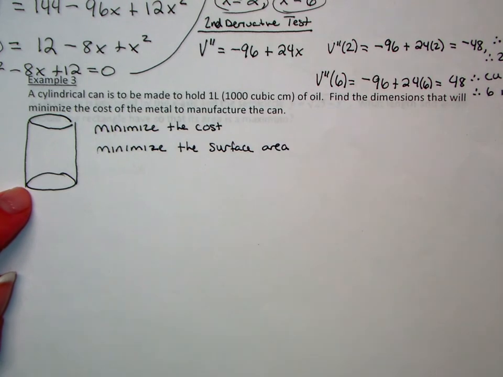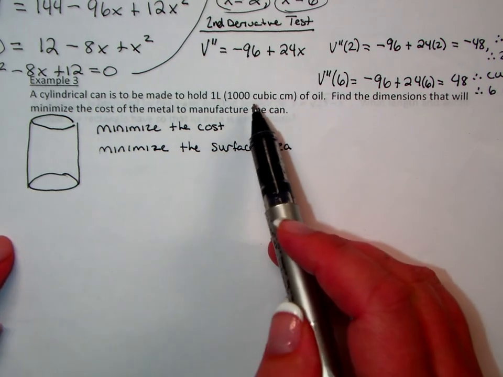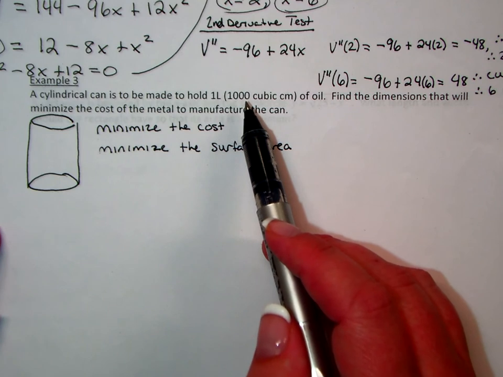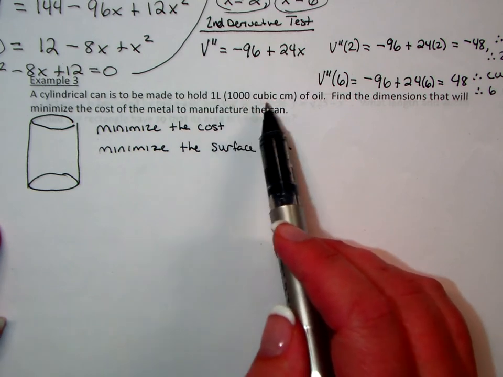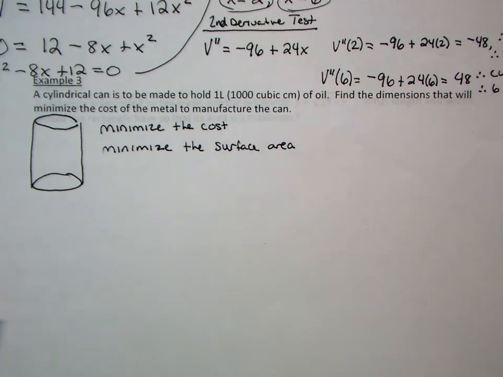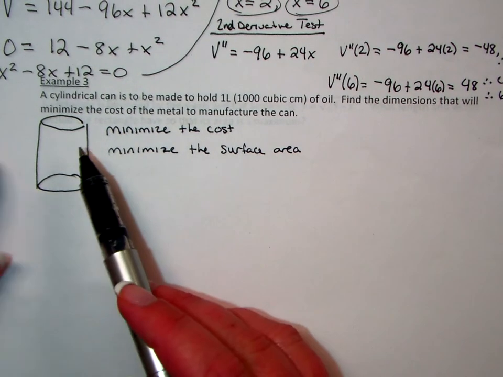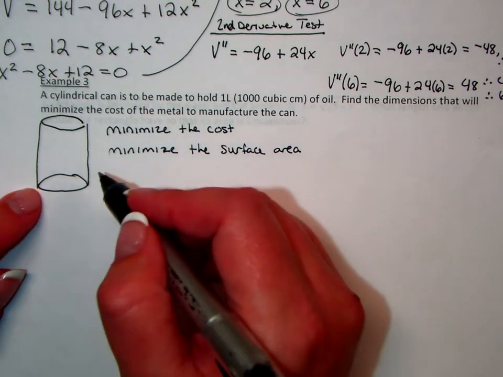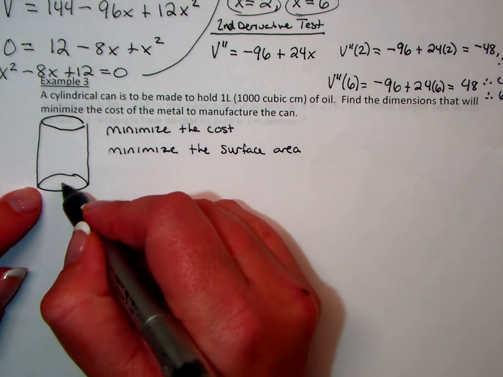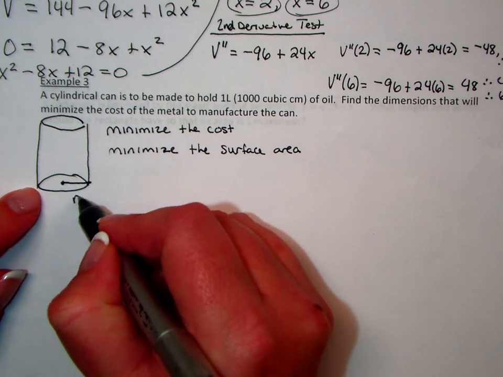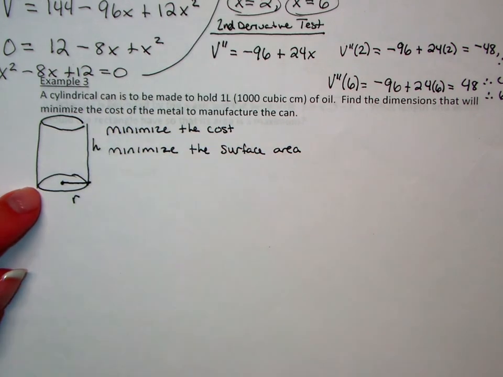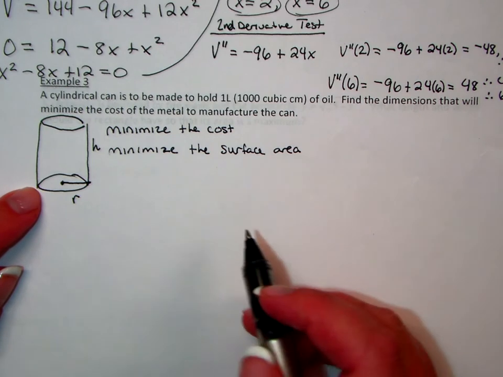Going along the assumption that the smaller the surface area, the smaller the cost, right? But we can't just make a super teeny tiny cylindrical can, because we have to hold 1 liter. So how do we get the surface area of this can? This can has dimensions: it has radius and it has height. I think that's probably all we need.